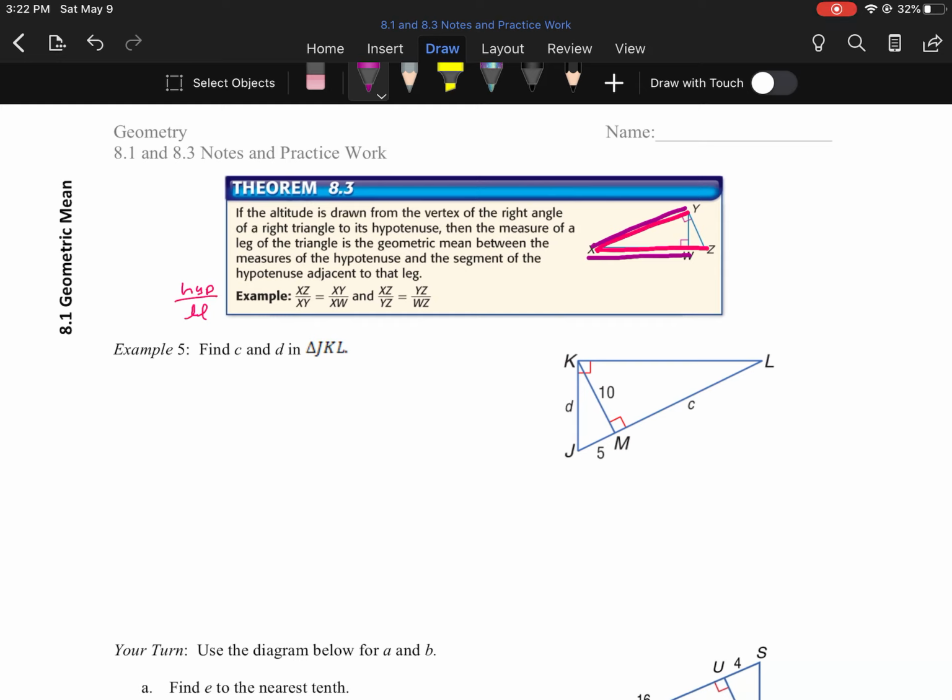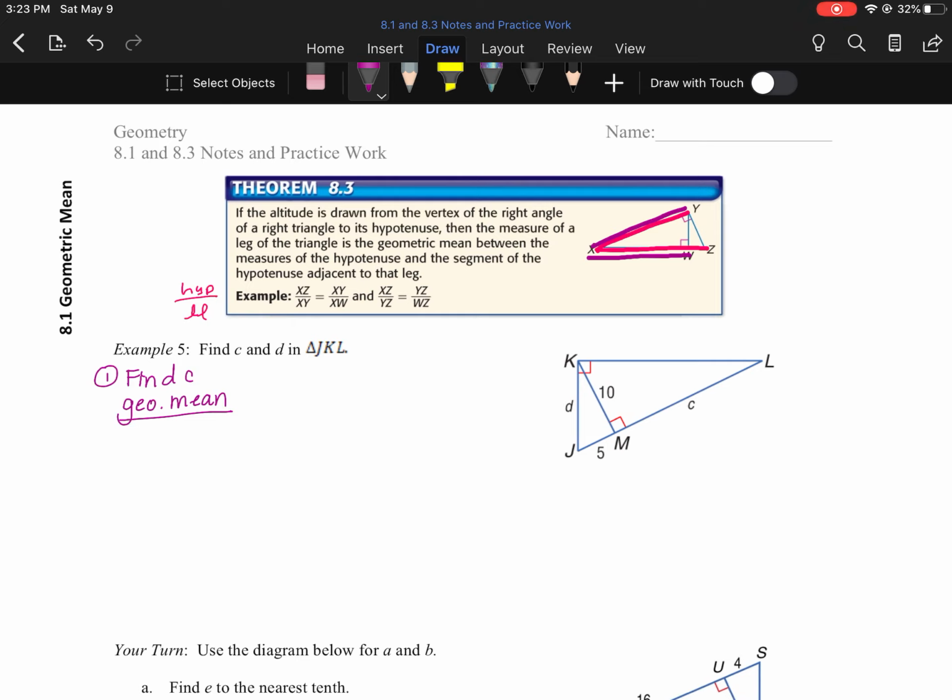So it's asking us to find C and D in this triangle. All right, so we really could find either first. Since C comes first in the alphabet, guess what? That's what I'm going to find first. So I'm going to do step 1. We need to find C. So if I'm looking at C, that's a part of a side. So I'm going to use geometric mean. So I'm going to write geometric mean there so that we don't forget.